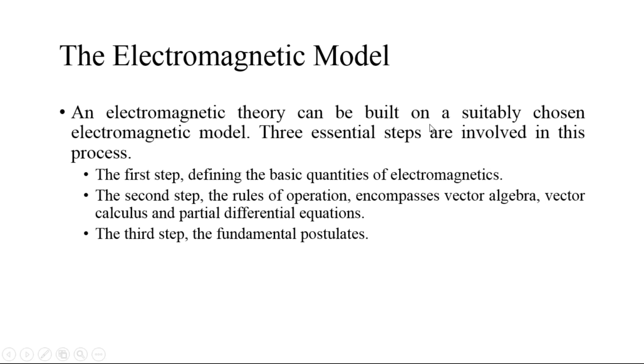An electromagnetic theory can be built on a suitably chosen electromagnetic model. Three essential steps are involved in this process. The first step is to define the basic quantities of electromagnetics. The second step involves the rules of operation, that is the vector algebra, vector calculus and partial differential equations. Whereas the third step involves the fundamental postulates.